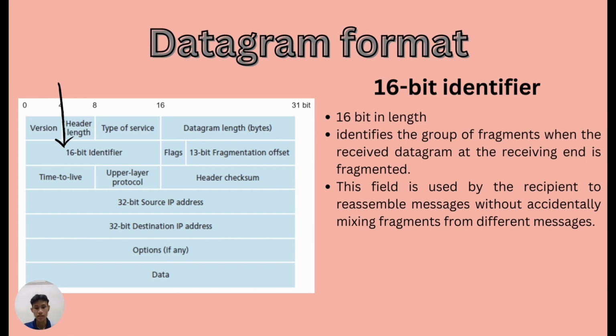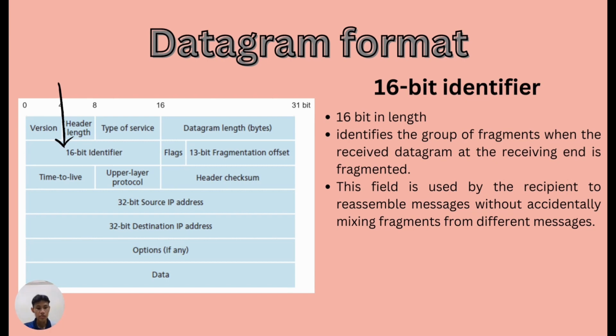Moving on to the second line of the datagram format, at first we have the 16-bit identifier. The 16-bit identifier is 16 bits in length. It identifies the group of fragments when the received datagram at the receiving end is fragmented. This field is used by the recipient to reassemble messages without accidentally mixing fragments from different messages.